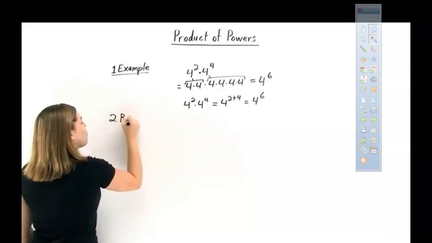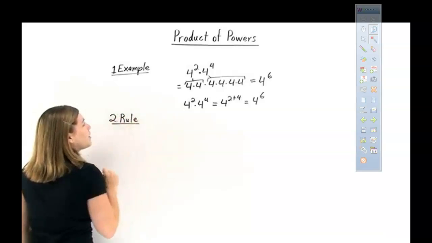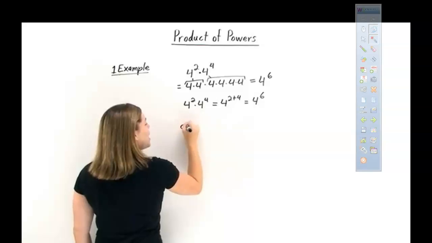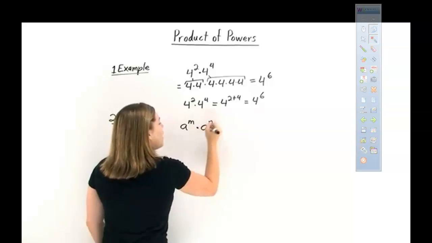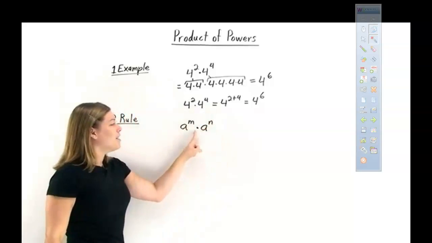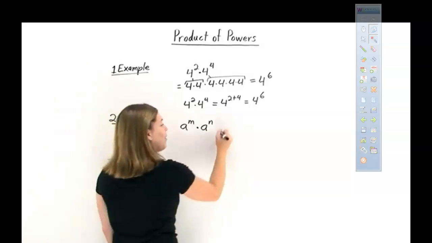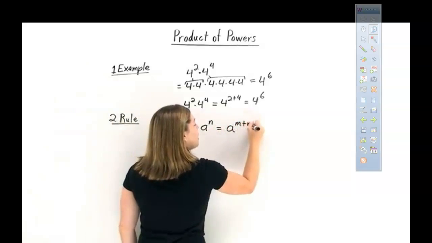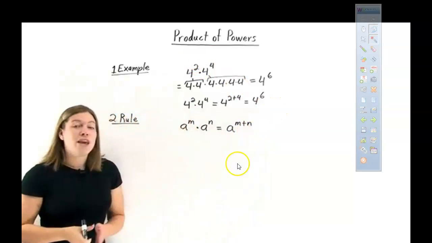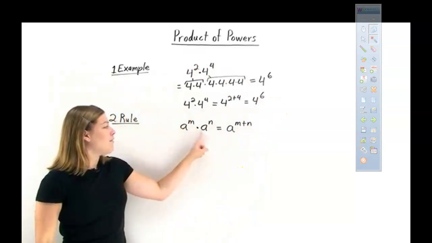So let's take a look at that rule. The product of powers rule states, so that first one you should have filled in. For any numbers n and m, if we have a raised to the m power times a raised to the n power, that's the same thing as a raised to the m plus n power.